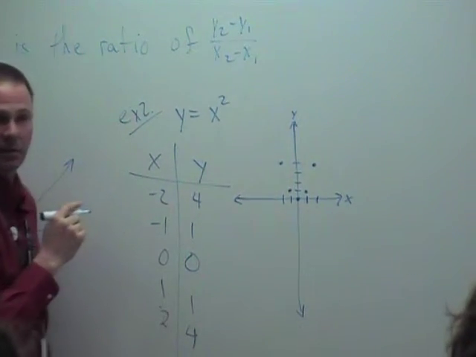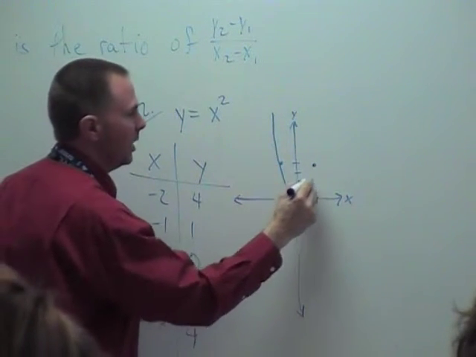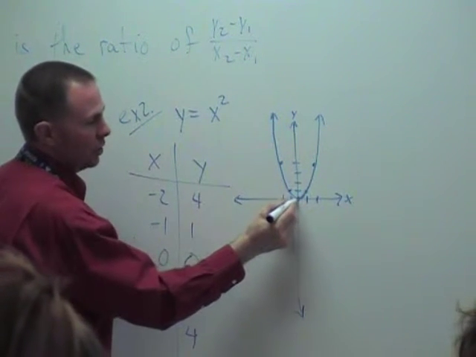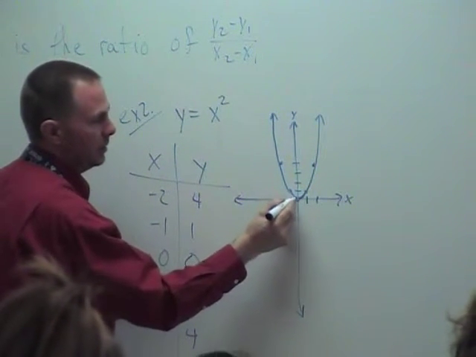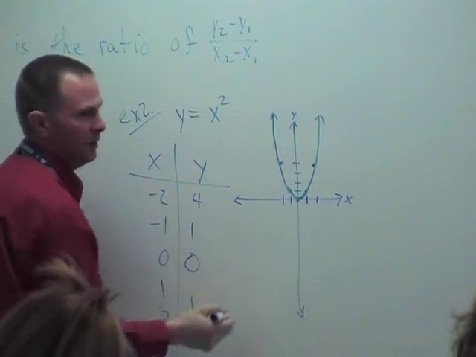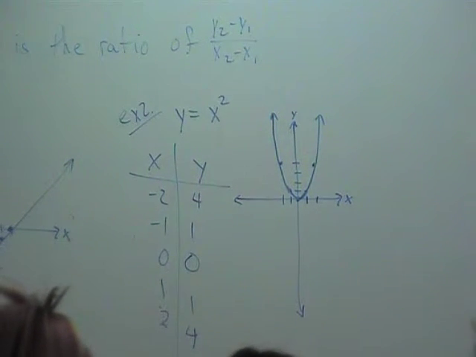Notice it's not a straight line. This is what we call a parabola. And this is curved at the bottom. Make sure you curve it. Do not make it a V. It is a U shape. Because you can go up. That's positive 4. It's up here.